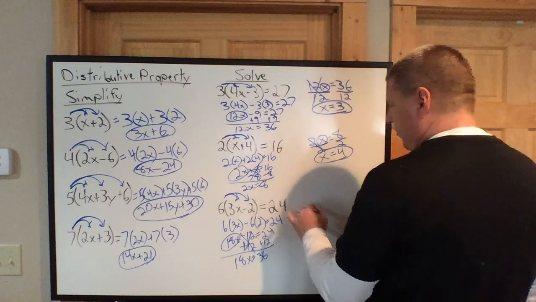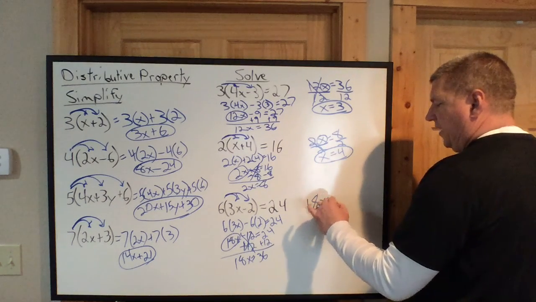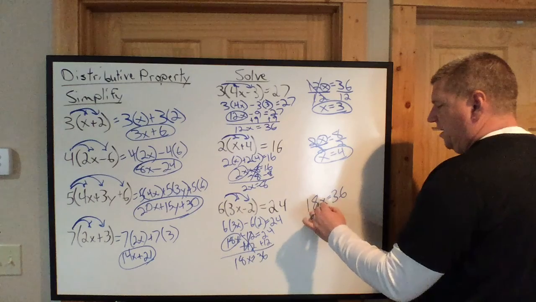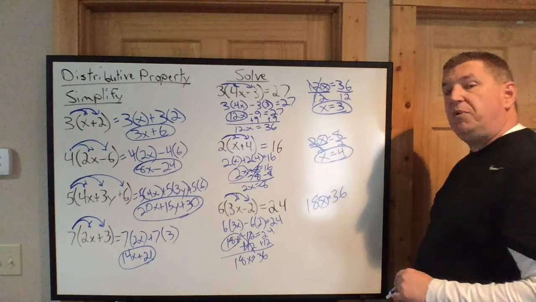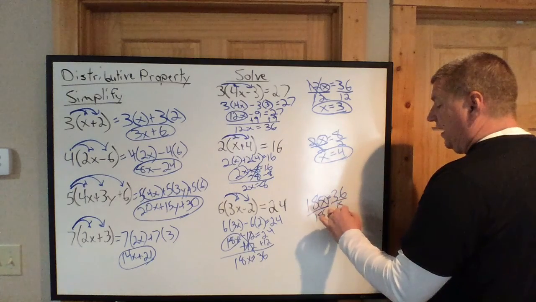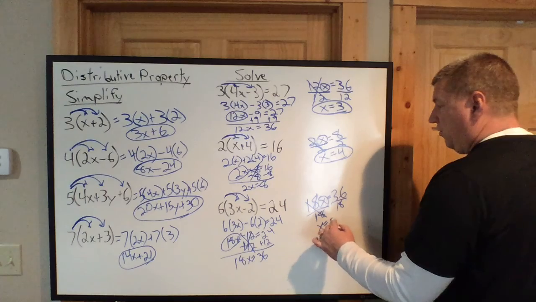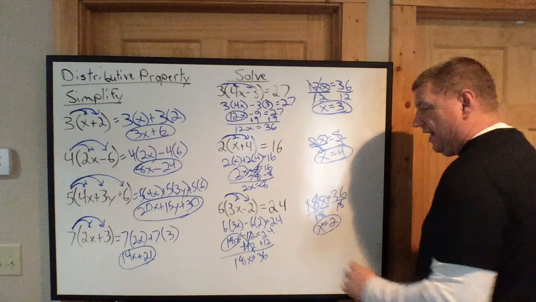Okay, so I'm going to rewrite it over here just like I do to give us some space. 18x equals 36. That's my variable. It's being multiplied by 18, so I need to divide by 18 on both sides. Cancel there. x equals 2 is my final answer.